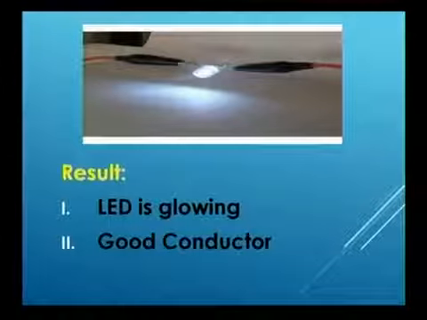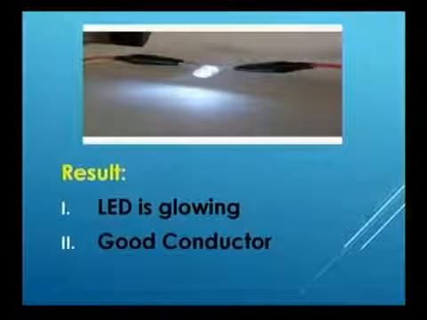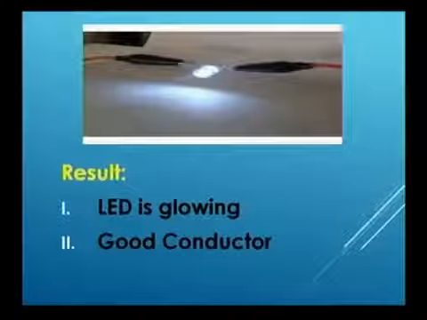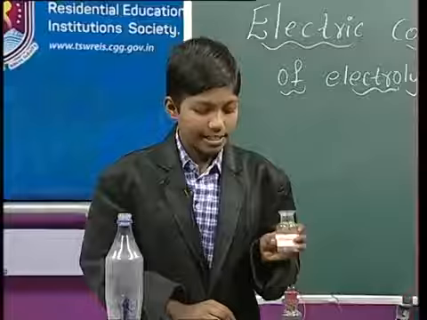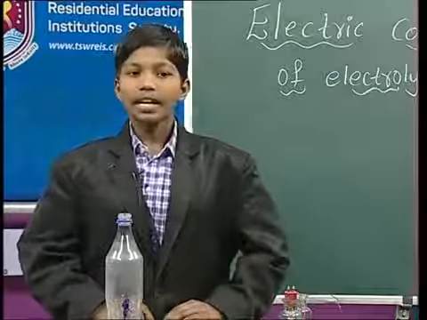Friends, then what is our next one? The next one is distilled water with lemon juice. When we add lemon juice to the distilled water, we can observe that the LED bulb glows.